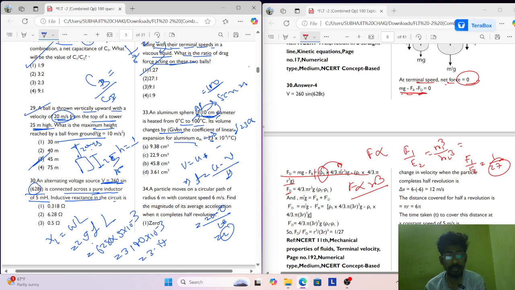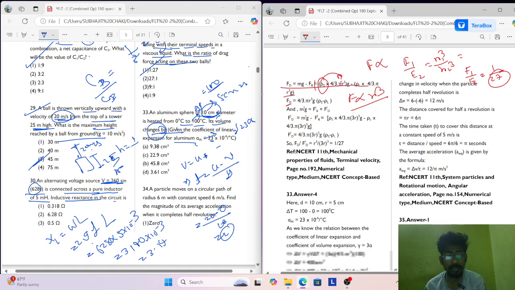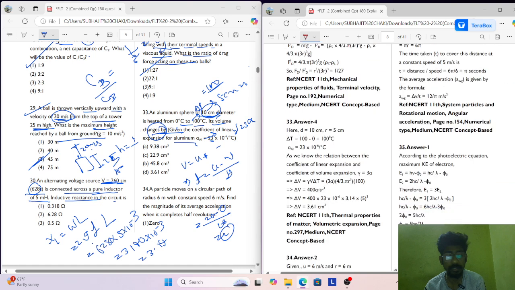Okay, so the formula is delta V by V equals gamma delta T. What will be the change in volume? That is what we have to calculate. Yeah, delta V equals the same formula I told you. Delta V equals what? Delta V equals V into gamma delta T.